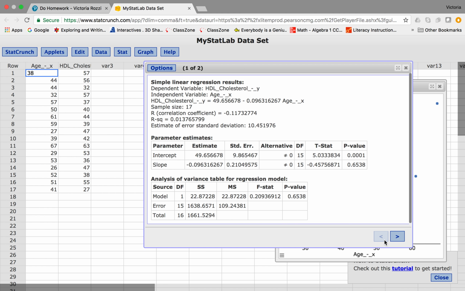And one of the ways to see that it's not a good fit is your R squared value, or your correlation coefficient. It's really low. It's negative 0.1. And you really want that to be towards -1 or +1 to be a strong correlation, and this is not a strong correlation at all. But we'll still give our answer here.